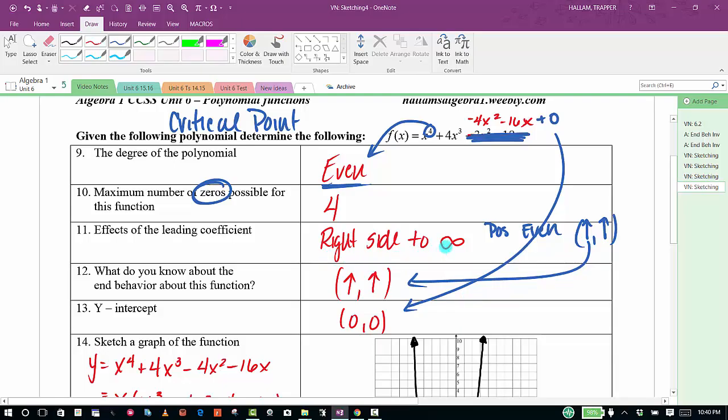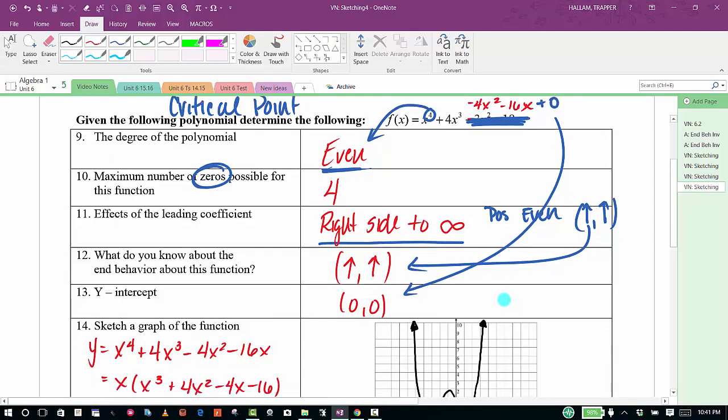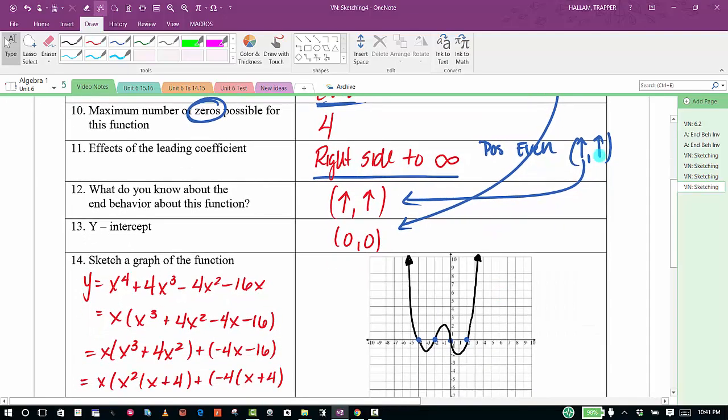This leads from the notes where the right side goes to infinity. You don't need to know that. The effects of the leading coefficient mean that it's positive, that they're going to go up. I'm not too concerned with this. It's just one form of the terminology. So if you don't know that one or don't remember it and you remember it by arrows, as long as you understand it, I'm happy.